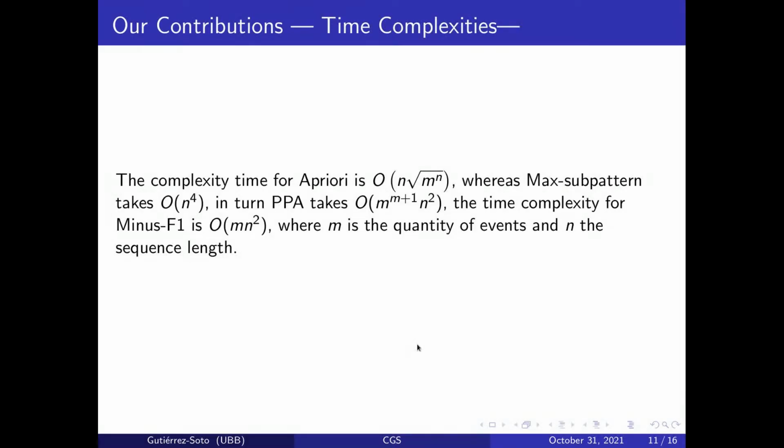it's possible to prune the speed of the search. These are the time complexities for Apriori, for PPA and Maximum Pattern. For example, in Apriori and PPA, you can see both algorithms are related with the number of events. Of course, minus F1 is different, but it's more efficient.